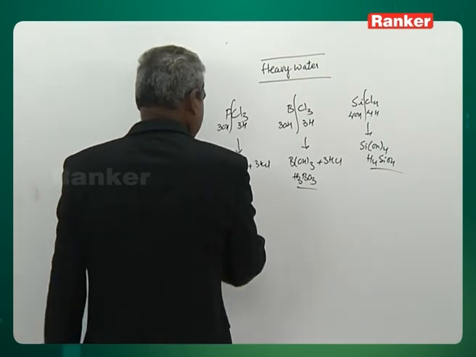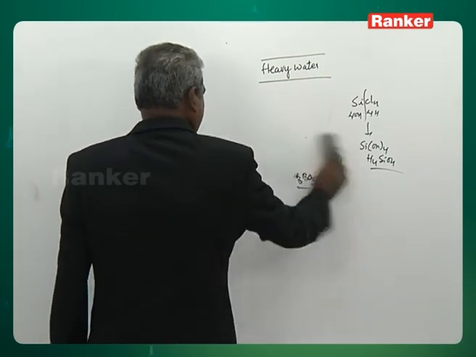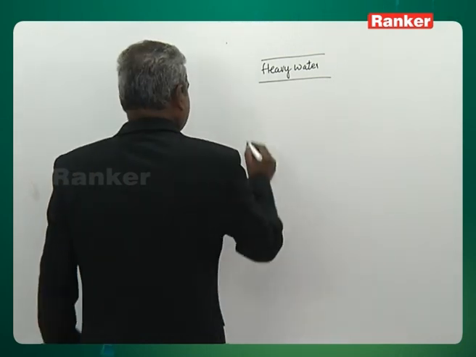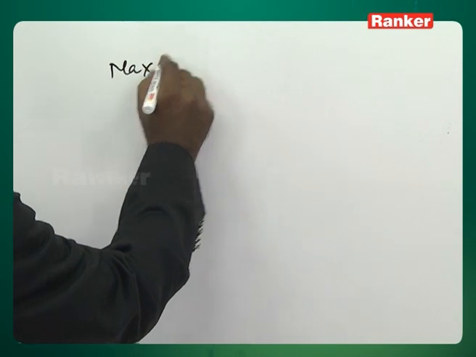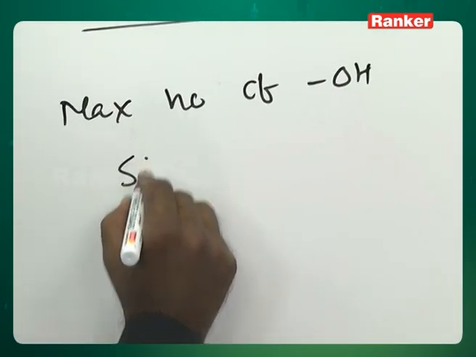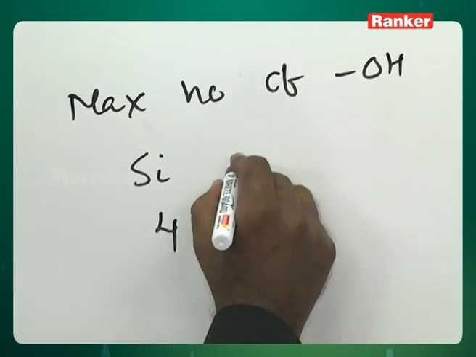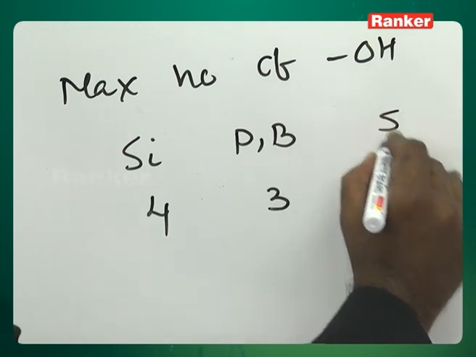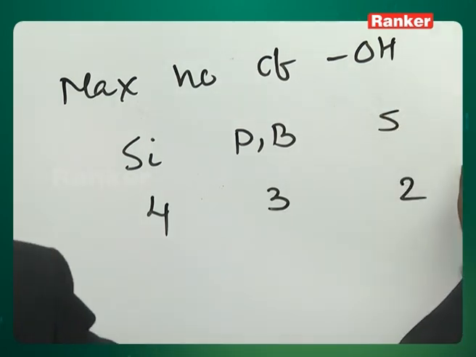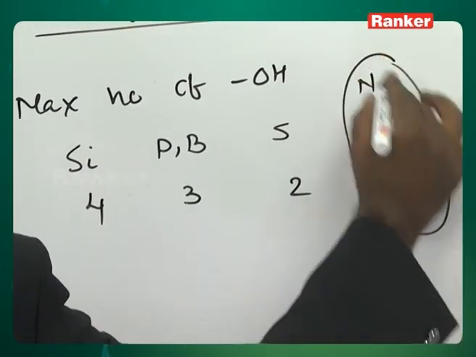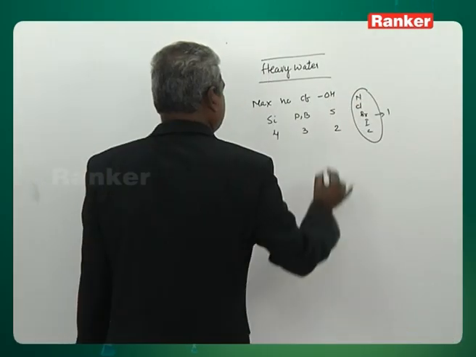Some atoms cannot have too many OH groups. So let us generalize the maximum number of OH groups that are permissible. Silicon can handle 4 OH. Phosphorus and boron can handle a maximum of 3. Sulfur only 2. Chlorine, bromine, iodine, nitrogen, carbon, etc. can handle only 1 OH group maximum.